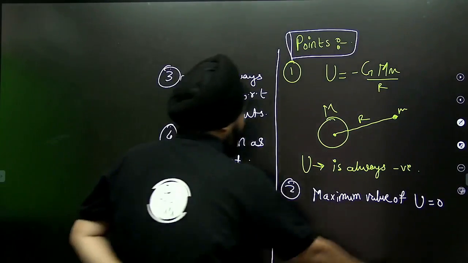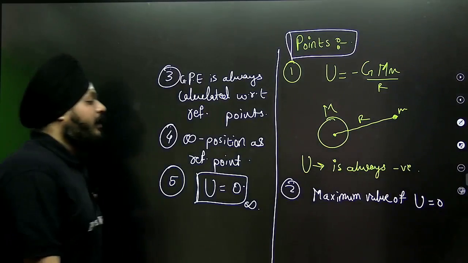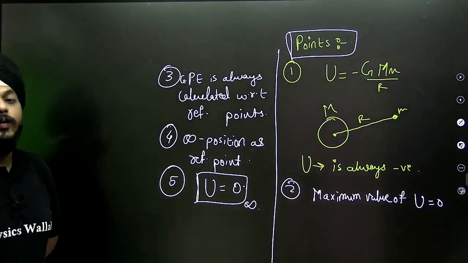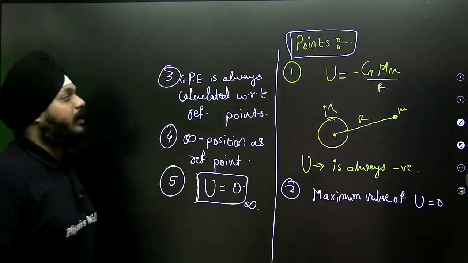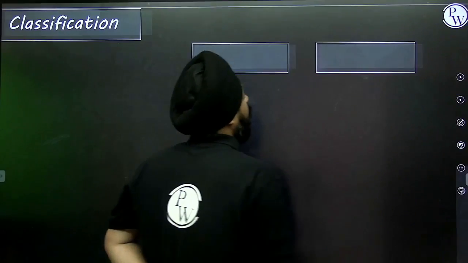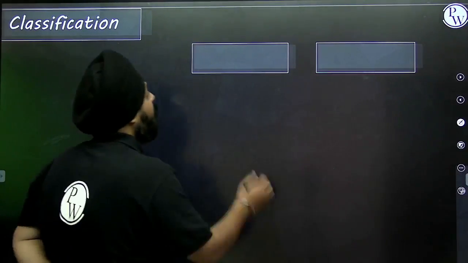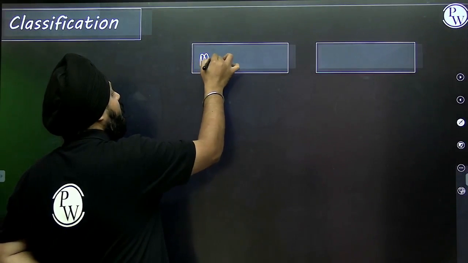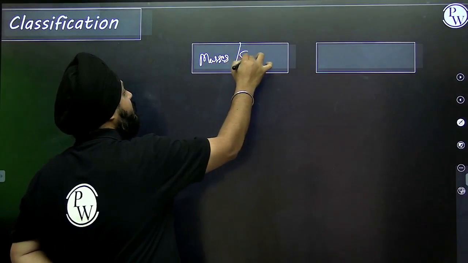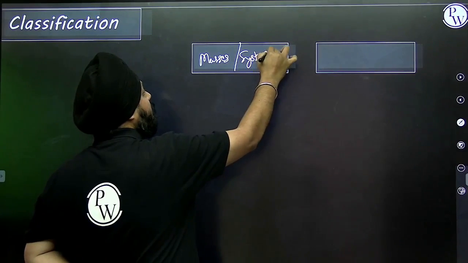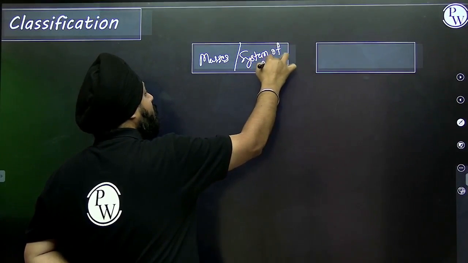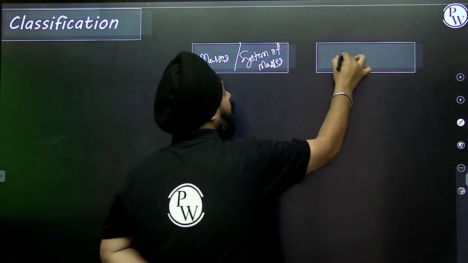Now, if you want to take a snap of this gravitational potential energy, you can have it on the countdown of 5, 4, 3, 2, 1. Classification: it is defined for masses and systems of masses. It is also defined for rigid bodies.